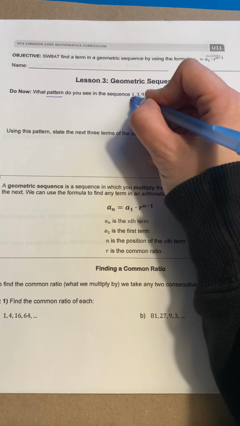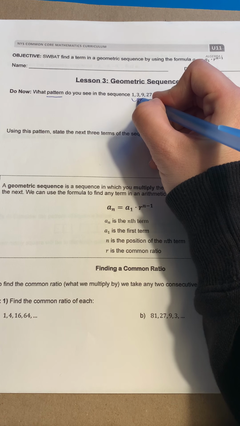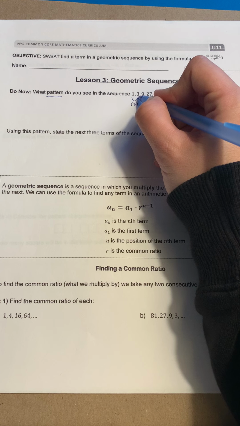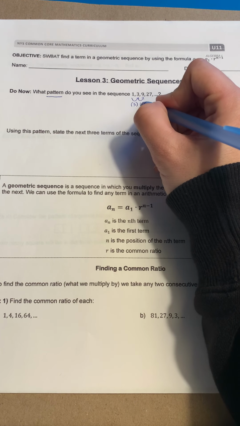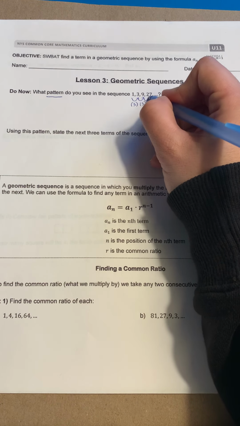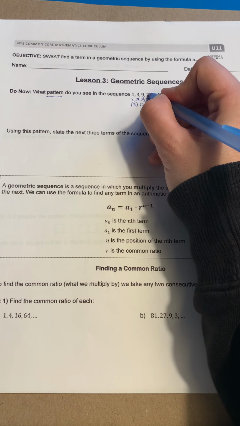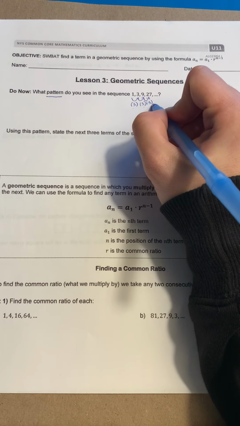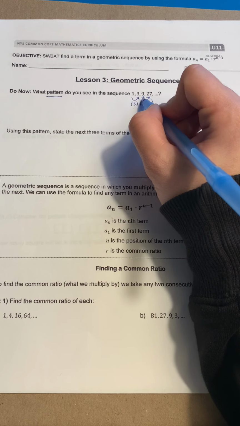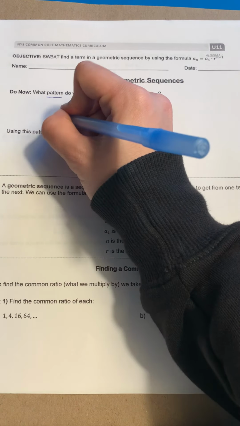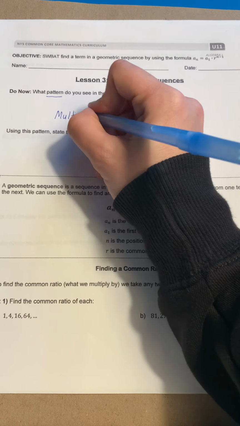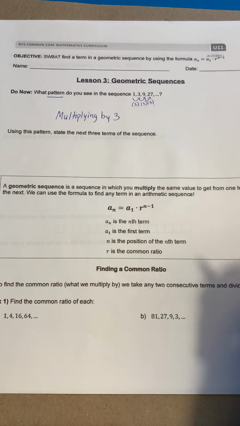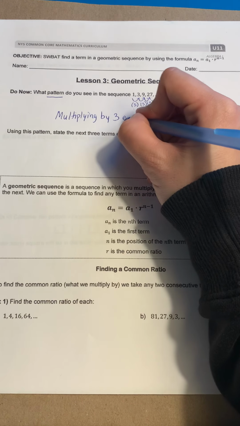Well, let's check it out. 1 to 3, I would have to multiply by 3. Let's try that number again. 3 times 3 is 9. 9 times 3 would get me to 27. So that number has to be consistent. It has to be the same number over and over again in the same operation. So we're multiplying by 3 each time. So let's write that. Multiplying by 3. That's the pattern that we're seeing.